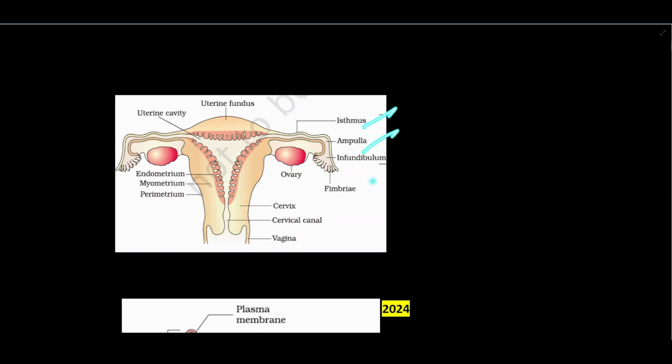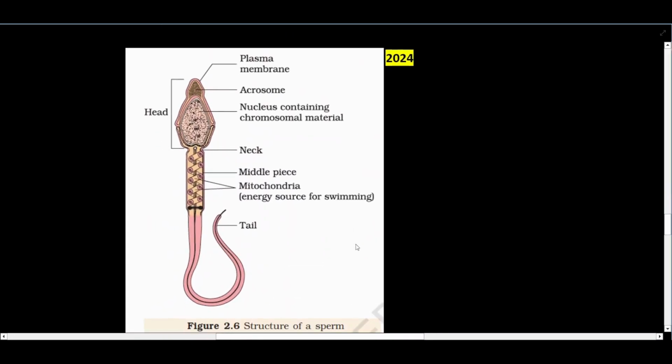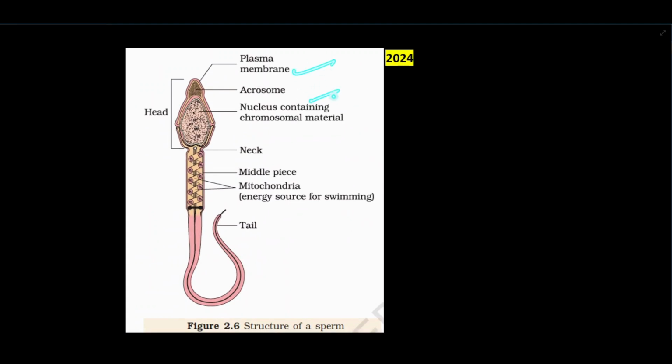Okay, so each and every part of this structure is also important. The next structure is the structure of human sperm. Structure of human sperm is also important. This structure has been asked in your recent board examination, that is 2024.